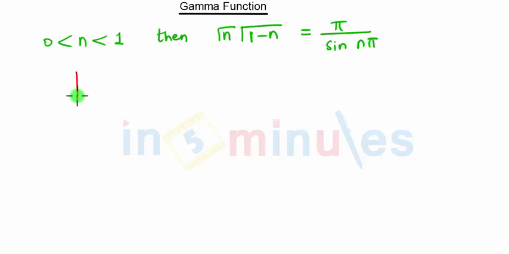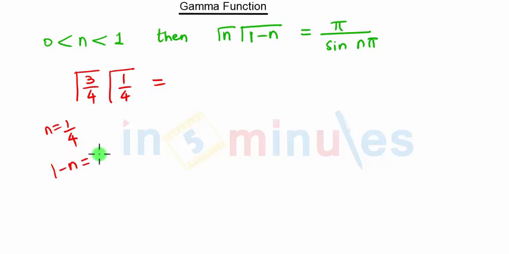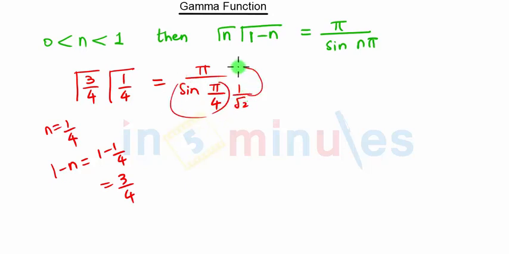Let's take an example. We have gamma of 3 by 4 into gamma of 1 by 4. Then if you see, if we consider n equal to 1 by 4, then 1 minus n will be 1 minus 1 by 4, which is 3 by 4. So these terms are matching. So the final solution will be pi upon sine of n into pi. N is 1 upon 4. What is sine of pi by 4? Sine of pi by 4 is 1 upon root 2. So when root 2 goes in the numerator, it will be root 2 into pi.